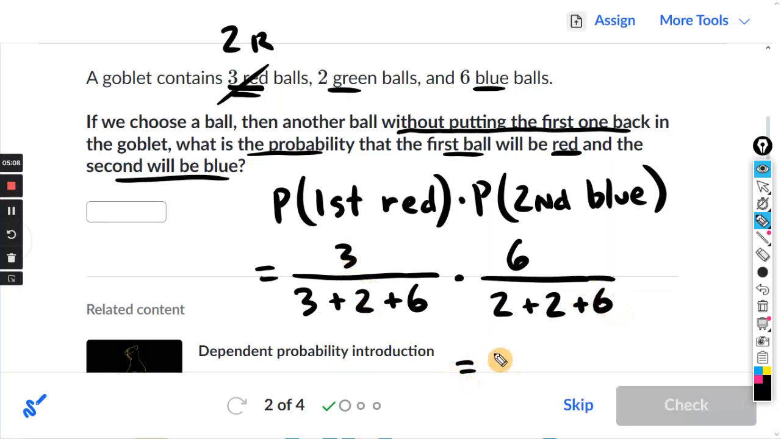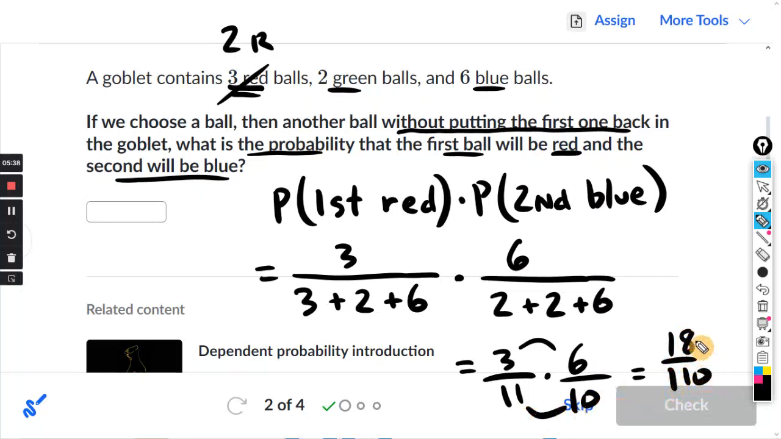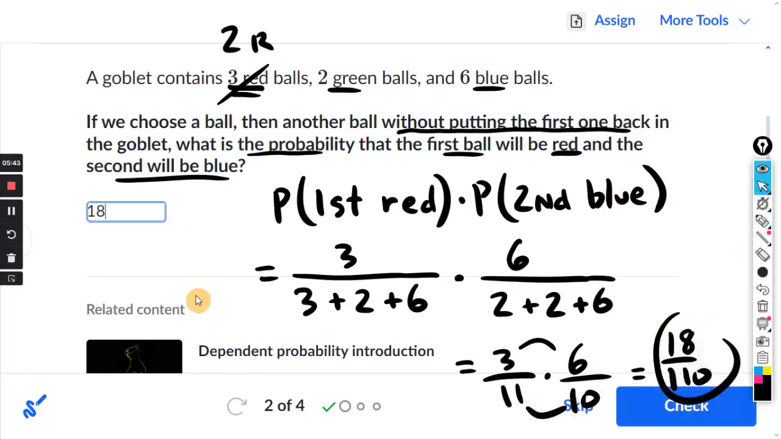So the first one is 3 out of 11, since the total was 11. And the second one is 6 out of 10. Once we chose the first red ball, instead of having 3 plus 2 plus 6, it was 2 plus 2 plus 6. Multiplying numerators, 3 times 6. Multiplying denominators, 11 times 10. That's it. They don't make you reduce, so it's just 18 out of 110.